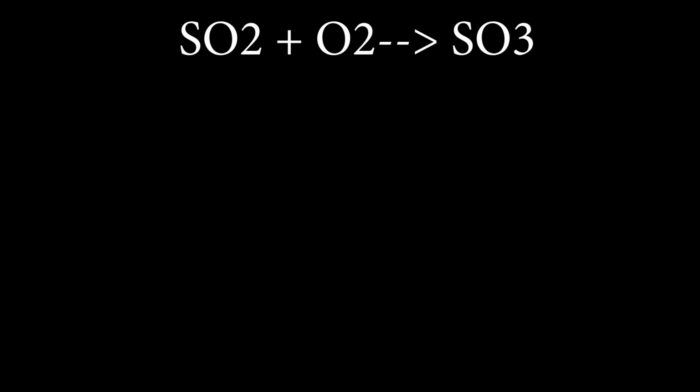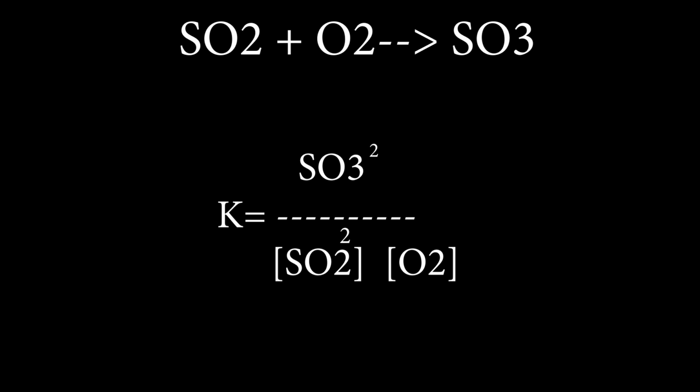So in this example, all of these are gases, so it's going to be pretty easy. Remember that the K products are over the reactants. So we're going to write K is equal to SO3 squared over SO2 squared times O2. If you have any questions, please let us know.